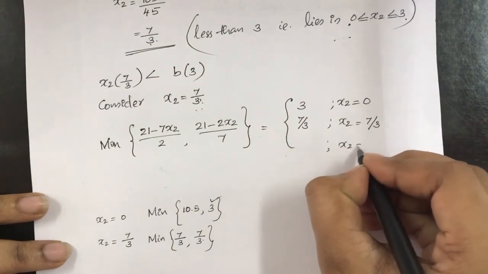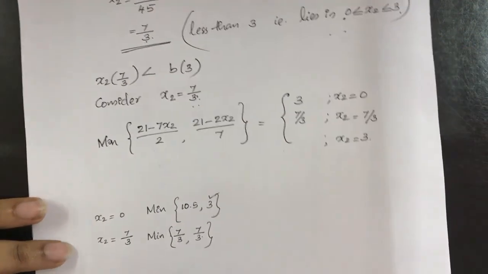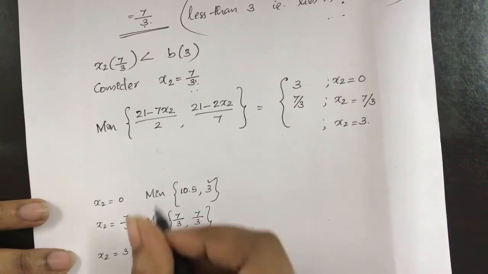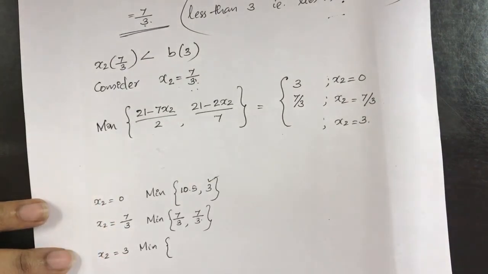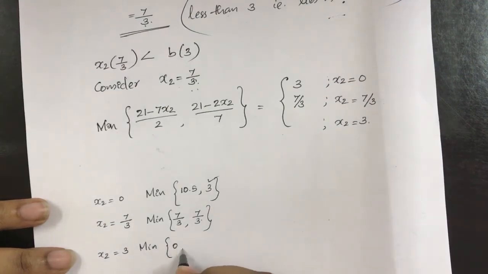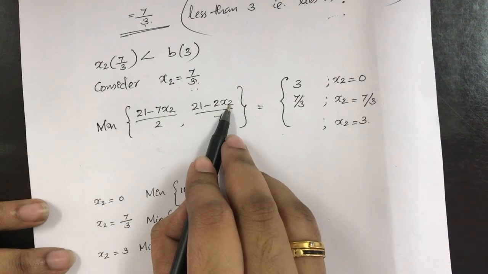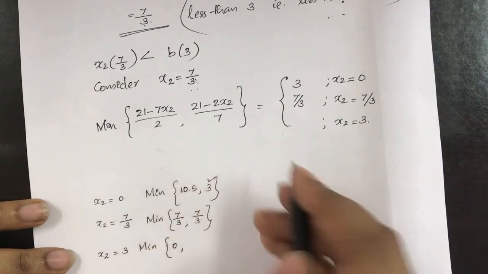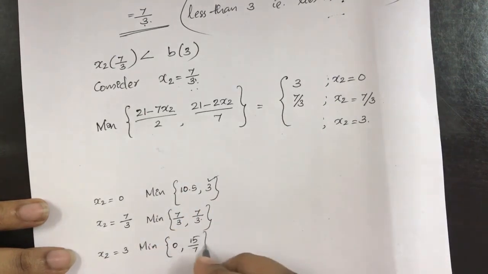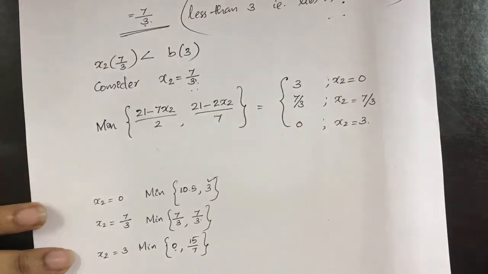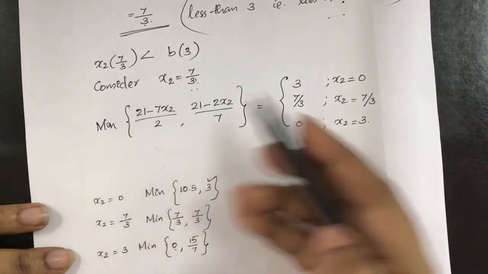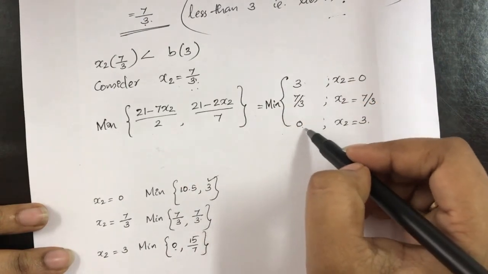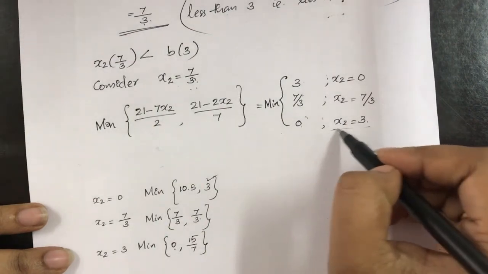Third case, when x2 equal to our last value 3. When x2 equal to 3, minimum of (21 minus 21) by 2, that is 0 by 2, 0. Here 21 minus 2 into 3, that is 6, 6 by 7. 21 minus 6 by 7, that is 15 by 7, which gives the minimum value 0. So we need the minimum of these values, which is 0. So what is the value of x2? 3.